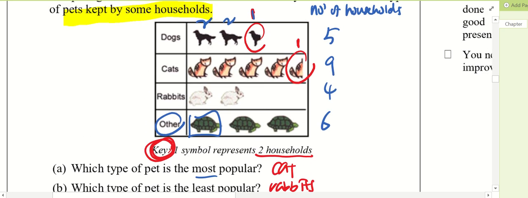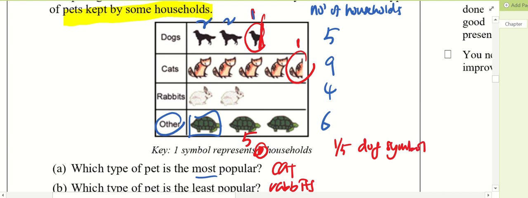So my question here is, why is it that this chart, this pictogram, is not very good? It really depends on the key over here. You see here, the key: one symbol, one little animal, represents 2 households, right? So for us, it's very clear. Half a dog represents 1. But what if one symbol represents 5? What if one symbol is meant to represent 5 households? How are you going to represent, for instance, 2 households or even 1 household? So one household should be 1/5 of a dog symbol, for example.